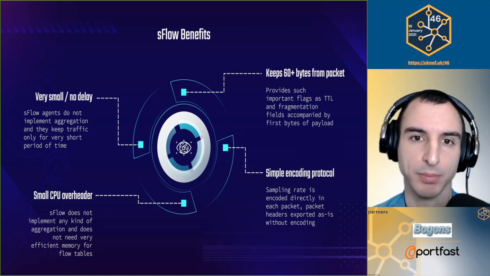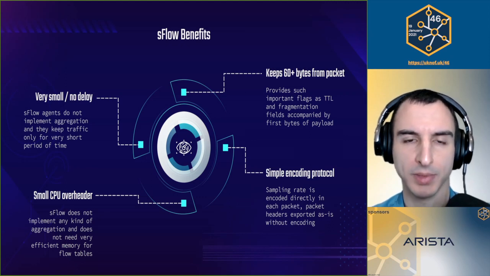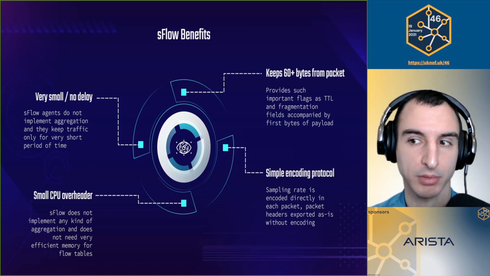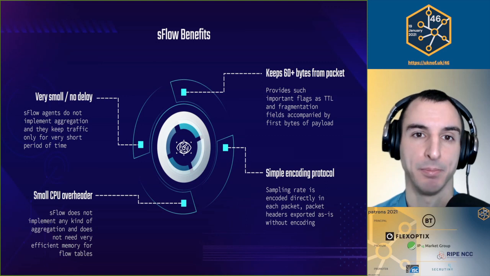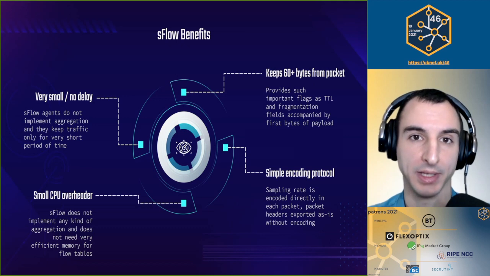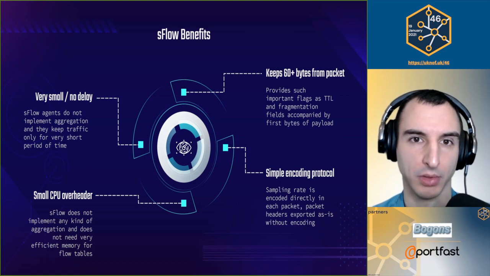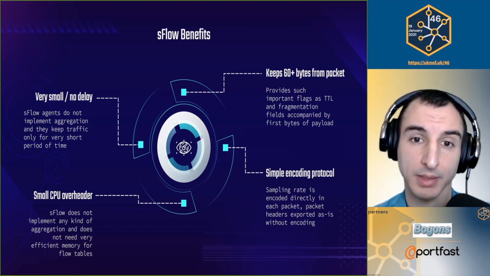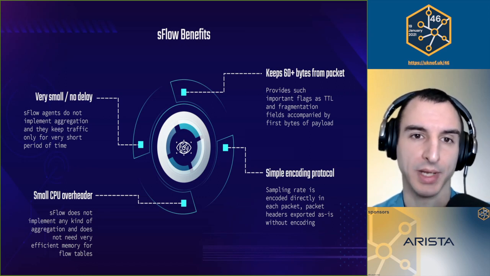And also we have a very simple way to encode sampling. No complex templates, no complex vendor-specific ways to extract information about the sampling rate. The only thing is you have it exactly in the packet. When you receive any sFlow packet, right near the packet header, which is kept here without any kind of encoding, you have the sampling rate. Just multiply the number of packets by it, and here you go, you have the real bandwidth.